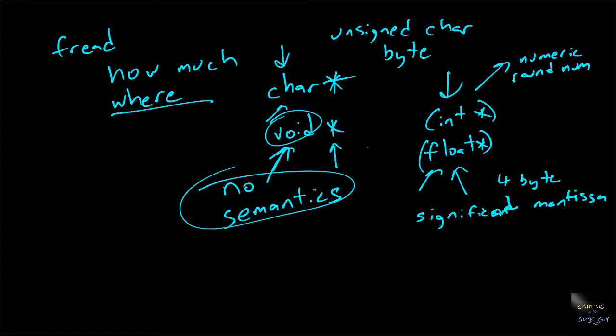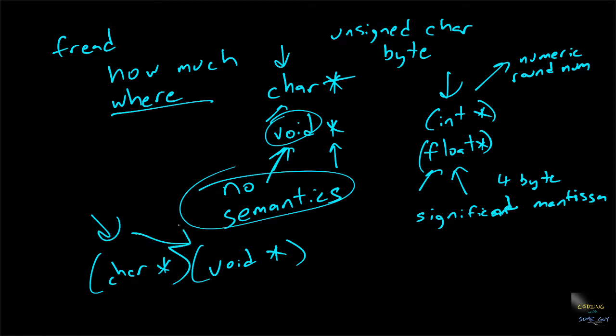Well, you have to make the assumptions. You have to explicitly cast it. So you can say, this is a void pointer, but it's really a char pointer, so I'm going to cast it up. It's up to you as the programmer to say, I am now putting semantics on top of that. I want you to treat this as character data.